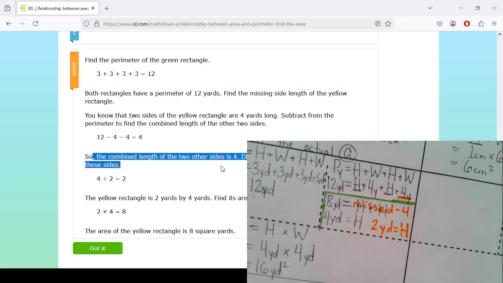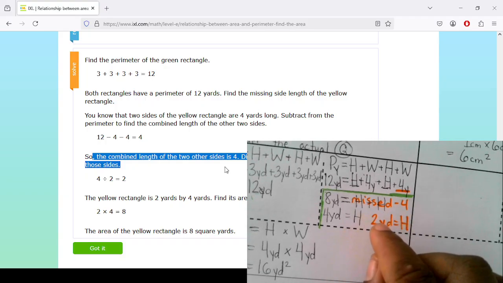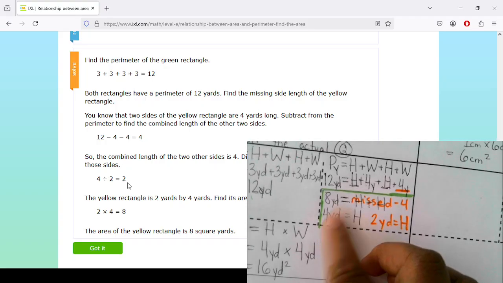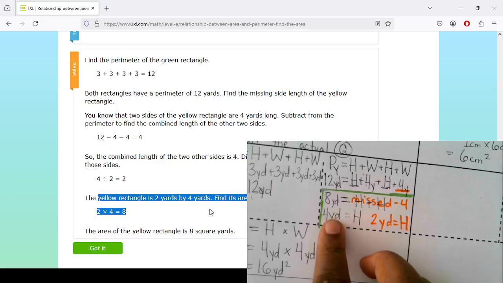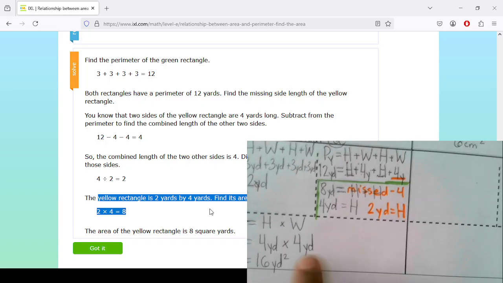So the combined length of the other sides is 4, yep, and divide each side by 2, yep, divide by 2 to find the length of each side. So yes, I need to divide by 2. 8 divided by 2 is 4. That part is not wrong. The yellow rectangle is 2 yards by 4 yards. I knew that the yellow rectangle was going to be some number of yards times some number of yards. So I found my mistake.